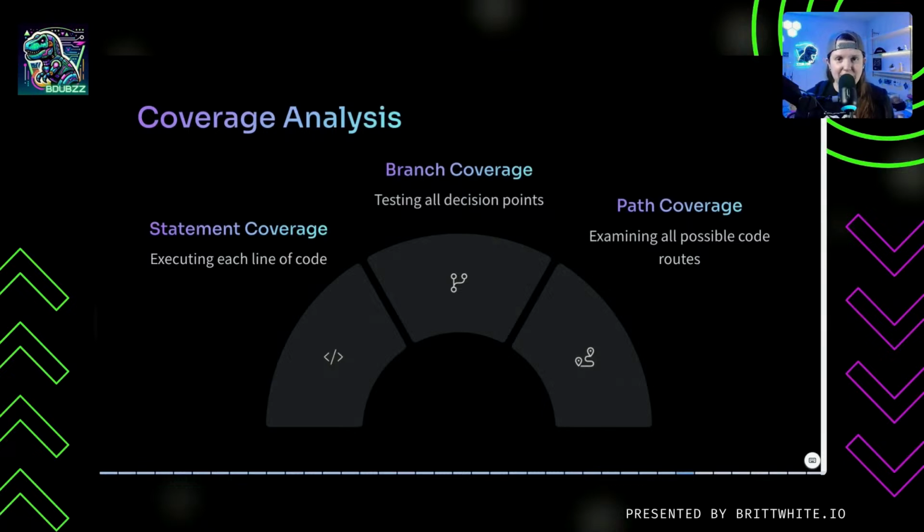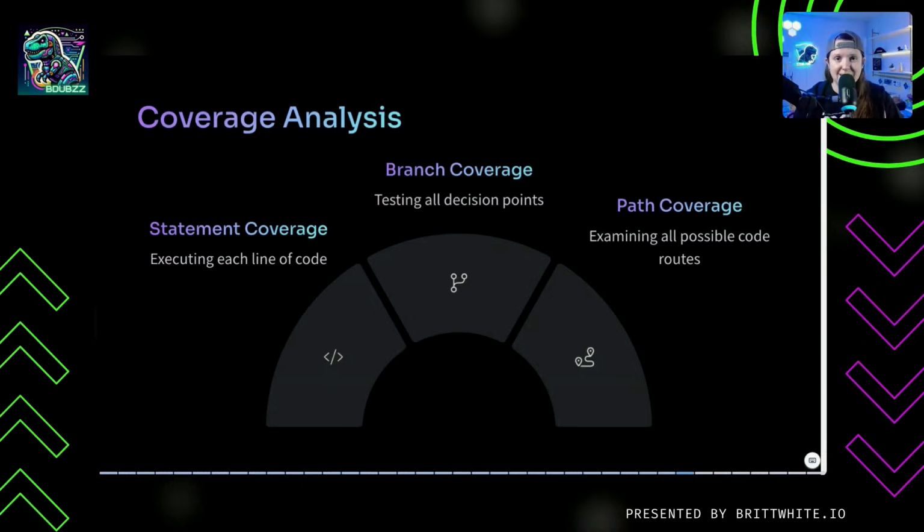First is coverage analysis. When testing our security-critical systems, we aim for at least 80% coverage. But what exactly is coverage? There's 3 key types we need to understand. Statement coverage tells us if we're executing each line of code in our tests, like checking off items on a checklist. Branch coverage examines our decision points, those if-else statements in our code, and making sure we test both yes and no paths. Path coverage is the most comprehensive, examining all possible routes through our code. Imagine testing every path through a maze.